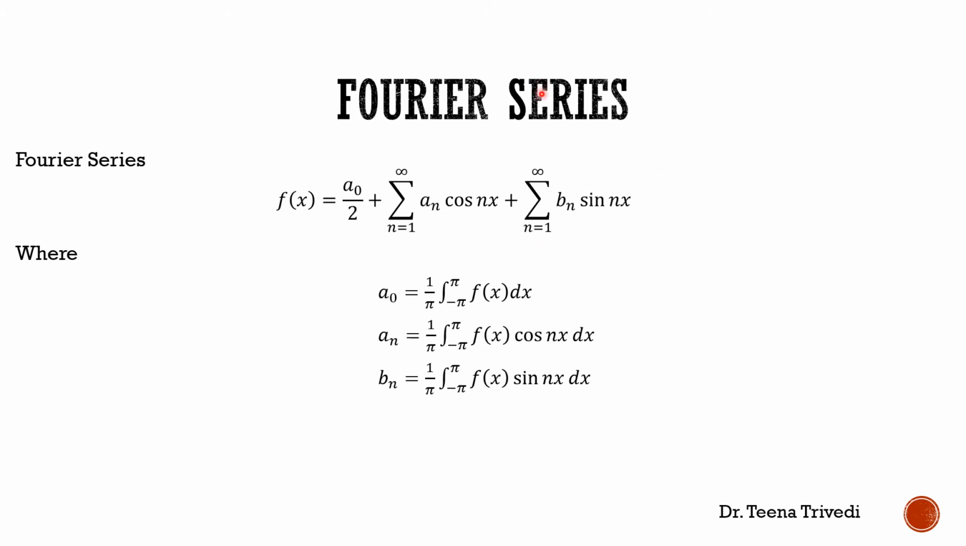Now the Fourier series. In a Fourier series, we convert a function of x into a series of sine and cosine by this formula: f of x is equal to a0 by 2 plus summation n equal to 1 to infinity an cos nx plus summation n equal to 1 to infinity bn sin nx, where a0 is equal to 1 upon pi integral from minus pi to plus pi of f of x dx, an is equal to 1 upon pi integral from minus pi to plus pi of f of x cos nx dx, and bn is equal to 1 upon pi integral from minus pi to plus pi of f of x sin nx dx.